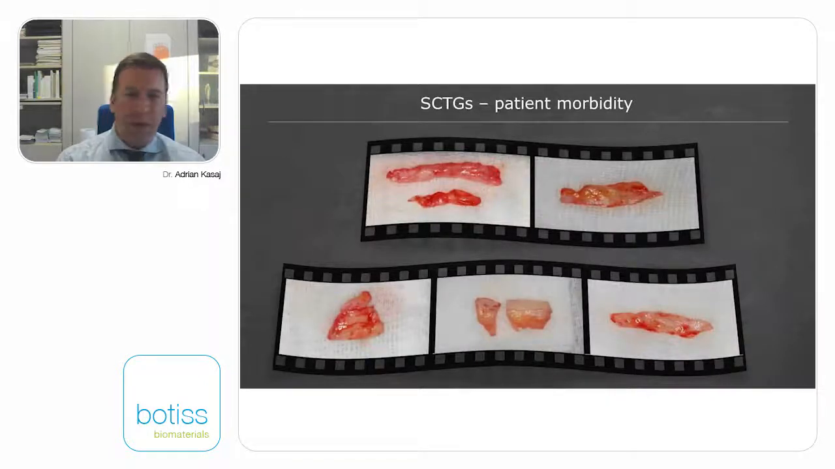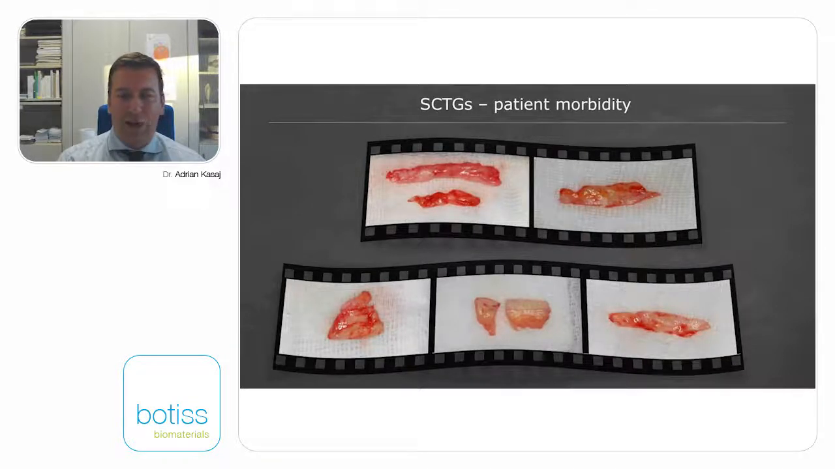However, if we take a look at patient morbidity, we know that we got used to harvesting connective tissue from one side of the palate or from both sides of the palate. We can go to different locations at the palate. We can harvest the connective tissue with an epithelial collar or without an epithelial collar.